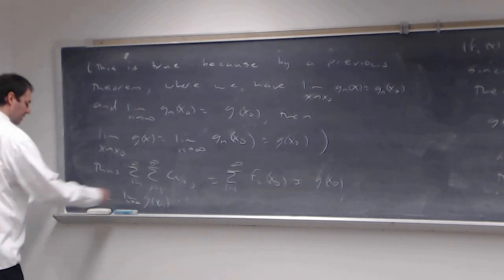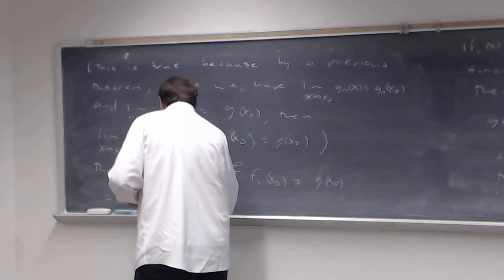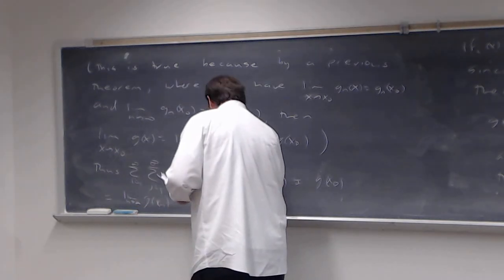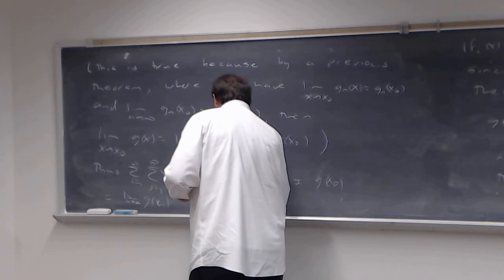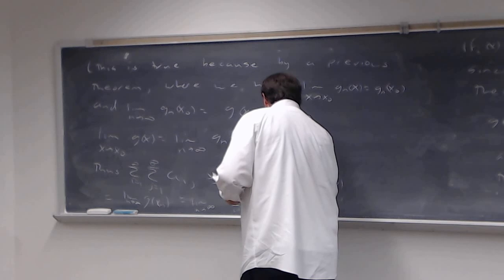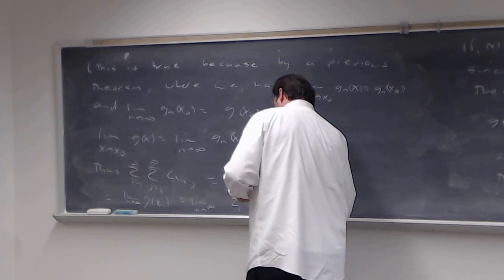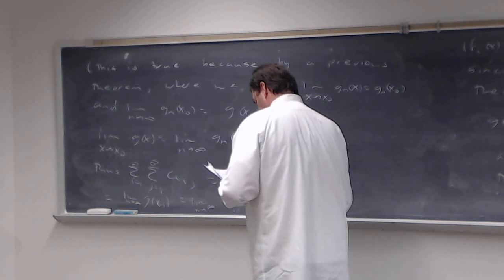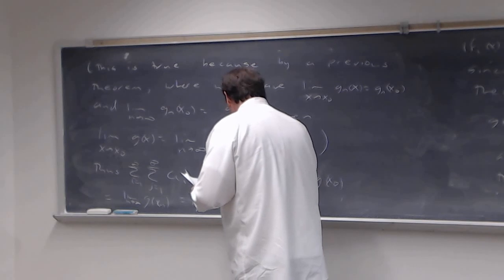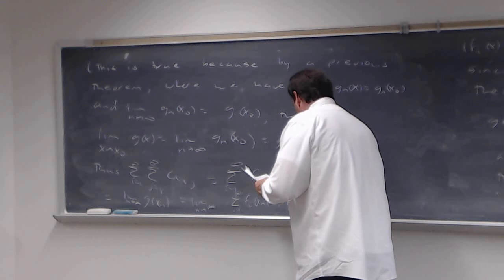That's due to the continuity. This equality comes from the continuity of g at x naught, which equals the limit as n goes to infinity of the sum as i runs from 1 to n of f sub i of x sub n, which equals the limit as n goes to infinity of the sum as i runs from 1 to infinity. Here, just wait a second. This should be i runs from 1 to infinity here, of the f sub i of x sub n. And here, this is the limit as n goes to infinity.